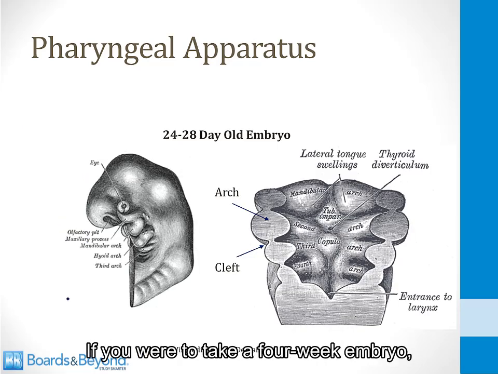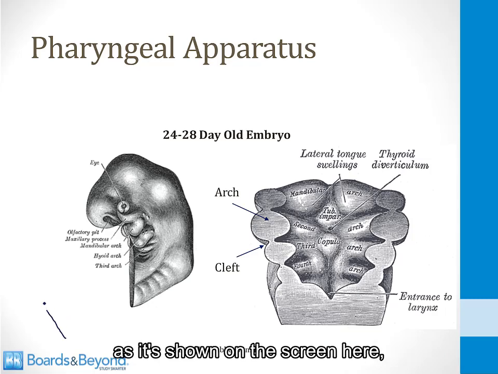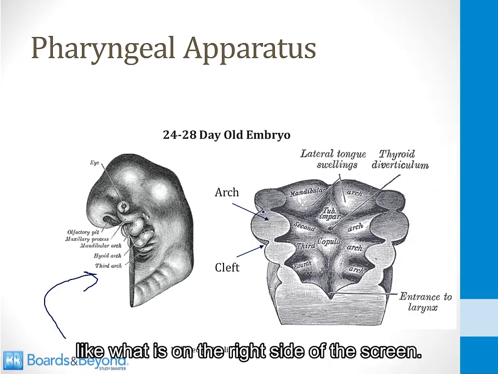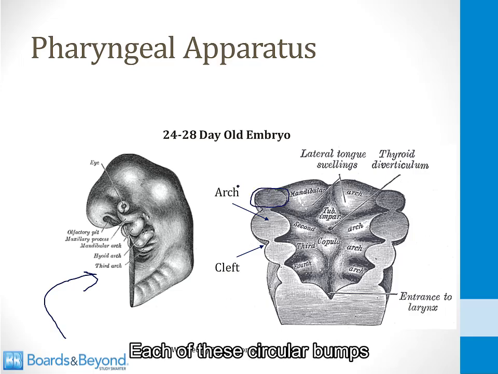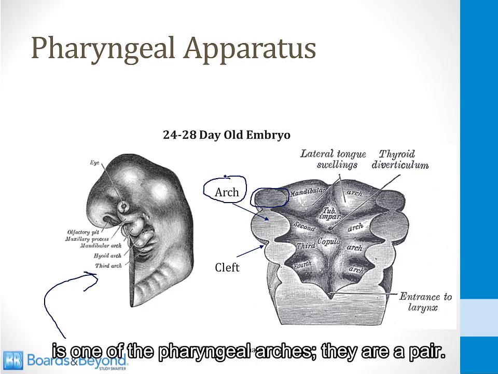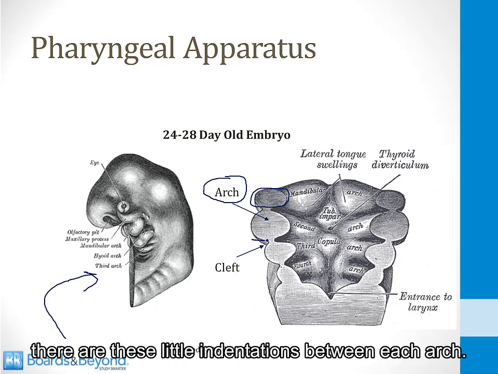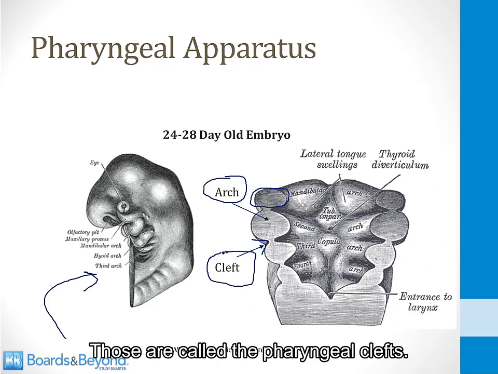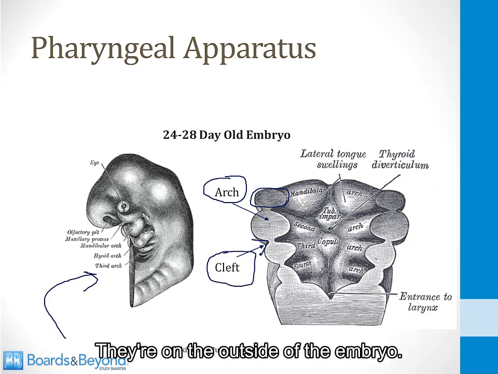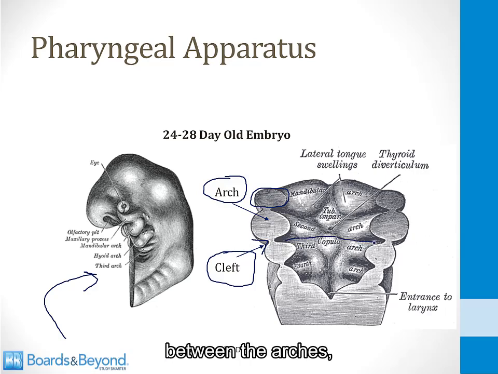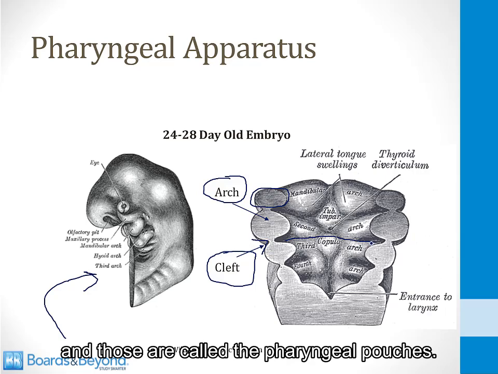If you were to take a 4-week embryo, as is shown on the screen here, and look down in this direction on it, you would see something like what is on the right side of the screen. Each of these circular bumps is one of the pharyngeal arches. They are a pair. There's one on the left and one on the right. Outside of the arches, there are these little indentations between each arch. Those are called the pharyngeal clefts. They're on the outside of the embryo. And then on the inside of the embryo, there are these grooves running down the middle between the arches, and those are called the pharyngeal pouches.